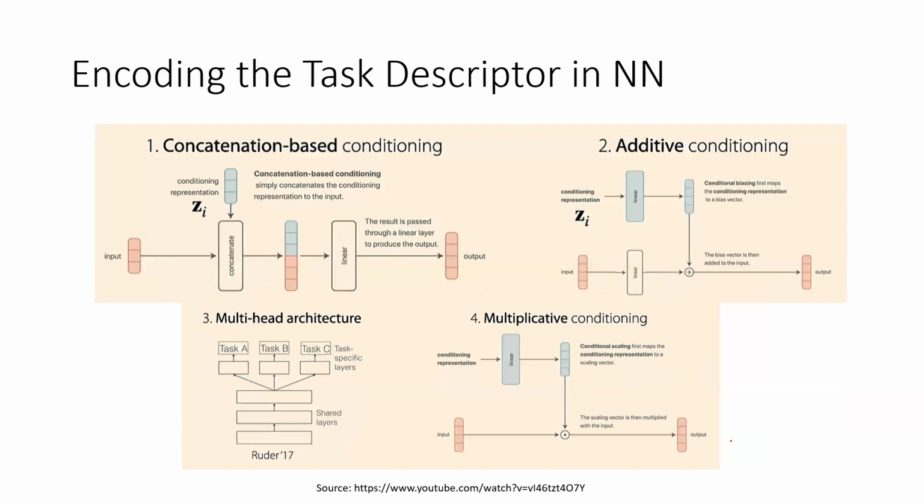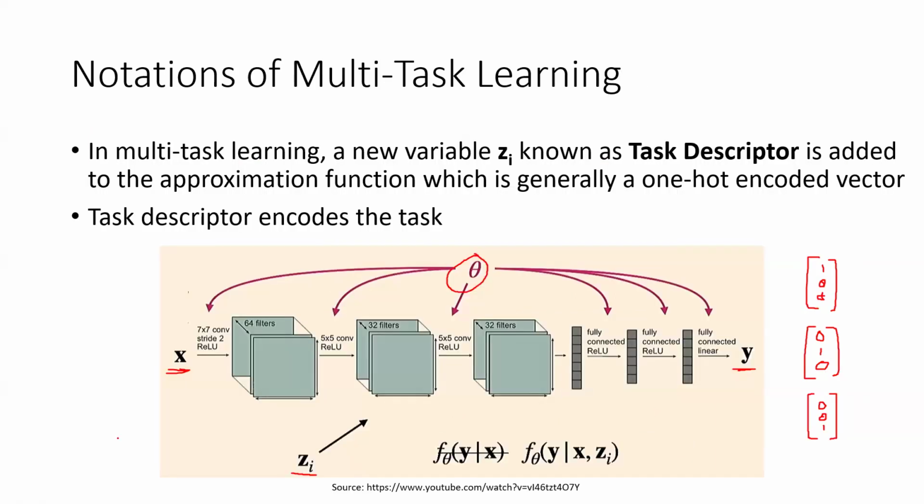Okay, now let's see how the task descriptor is encoded in a neural network. When it comes to X, you know how to encode this. It is passed to this layer, and then to this layer, and so on. The X information is passed like this.